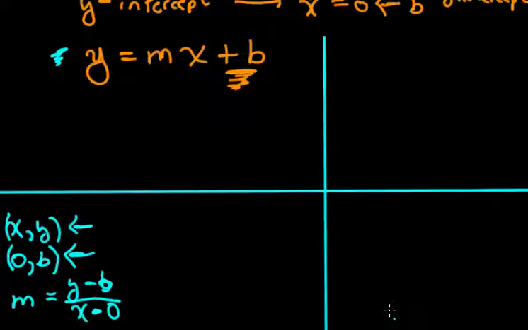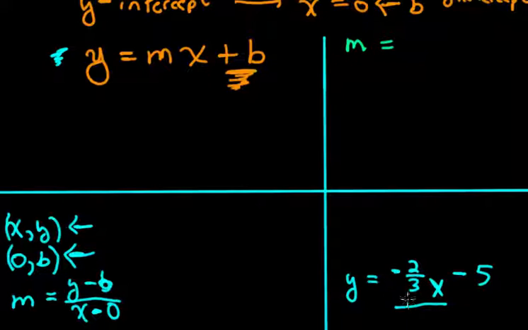Well, we have y equals negative 2/3 x minus 5. Now this is in slope-intercept form. Why is it? Well, I have y on the left-hand side. I have something times x minus or plus a constant. So I know that my slope, m, is this part here that's in front of the x. The slope is negative 2/3.